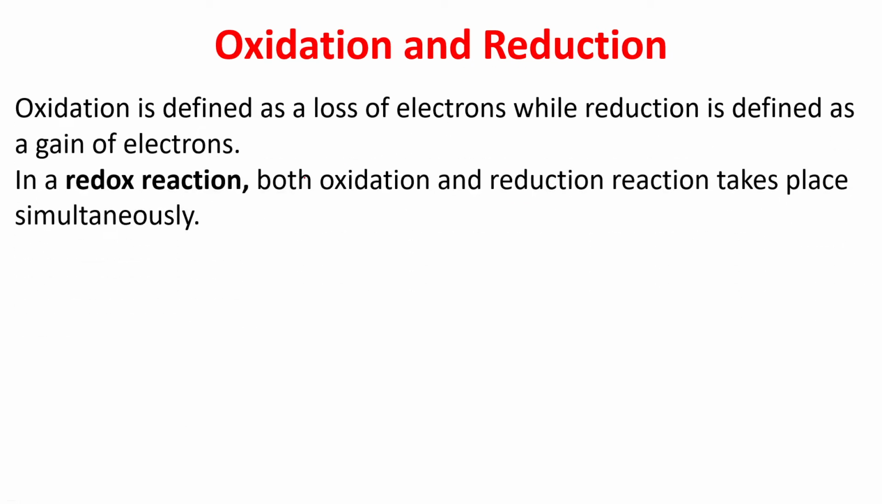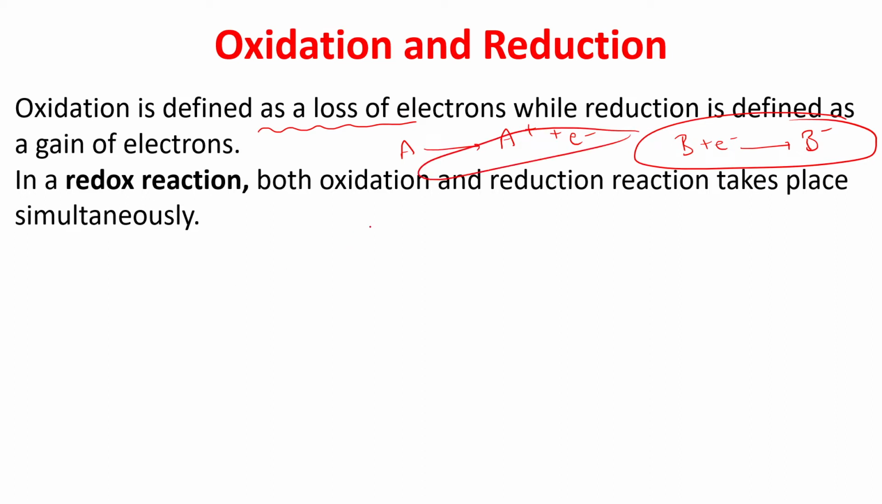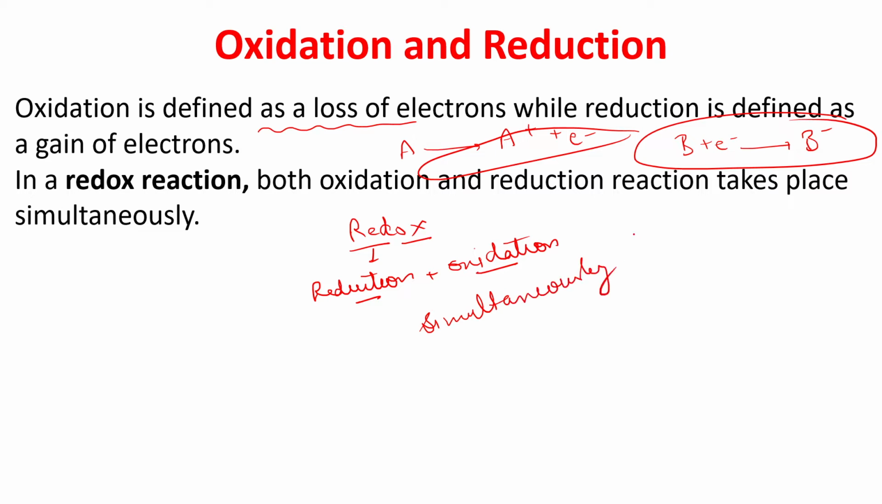So oxidation is defined as a loss of electrons, as we have seen that A will generate A positive ion and an electron. This process is called oxidation, while reduction, on the other hand, is defined as gain of electrons. In a redox reaction, from the term itself you can see, redox consists of reduction plus oxidation. Both reduction and oxidation reactions take place simultaneously.